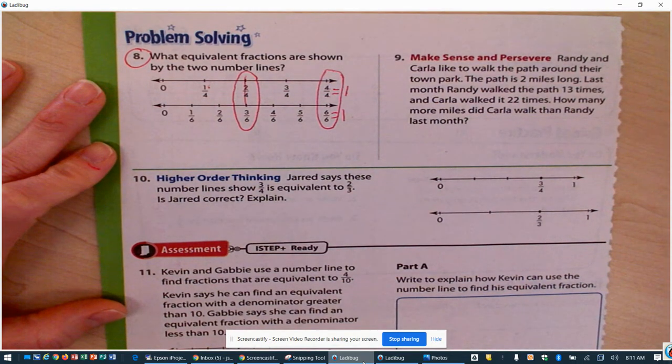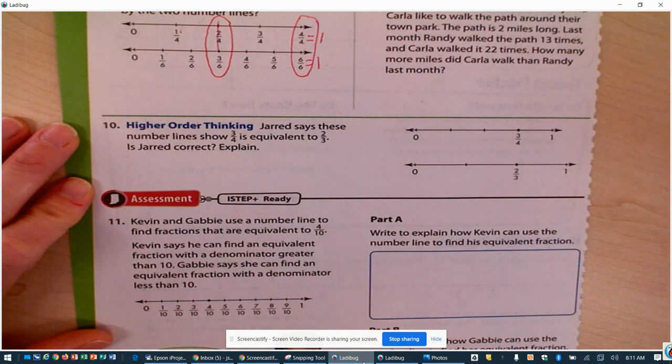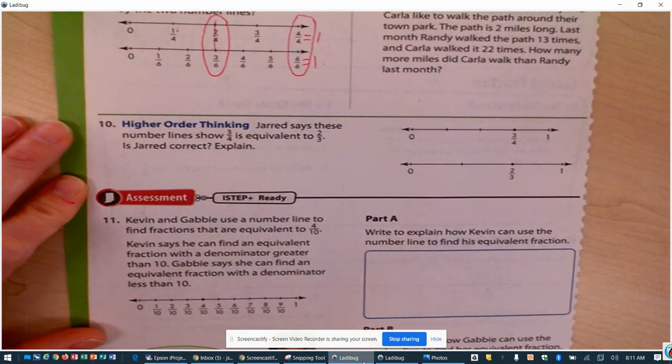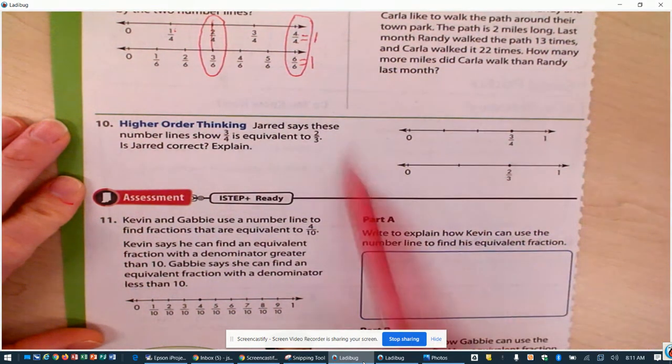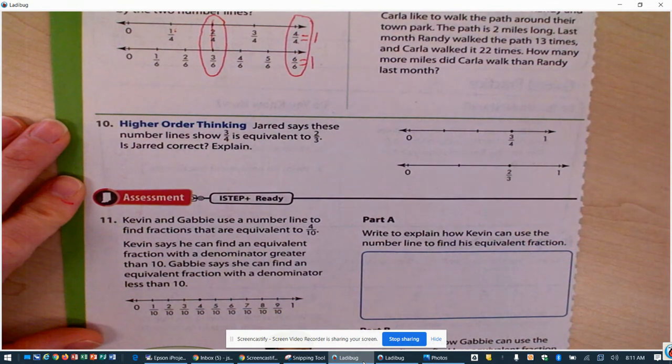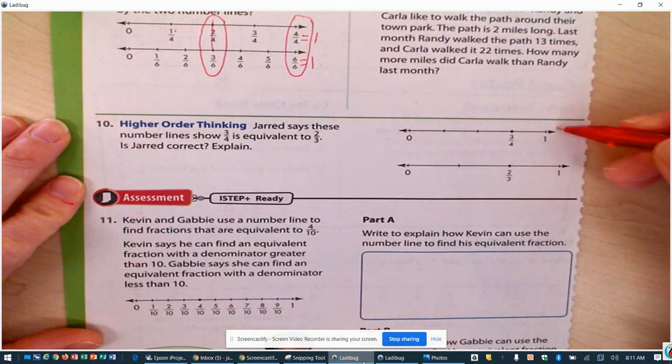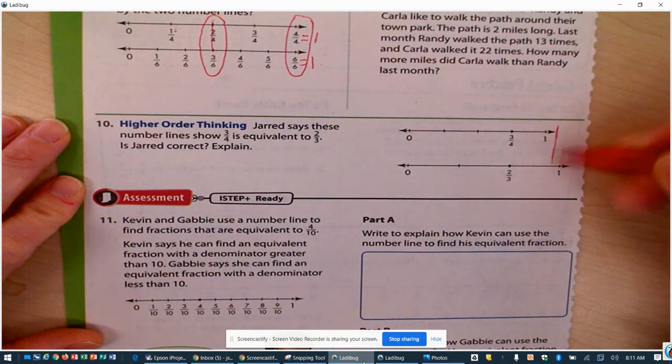Let's move on. Okay, let's look at number 10. Jared says these number lines show 3/4 is equivalent to 2/3. Is Jared correct? Explain. So the first thing I want to look at is, do these number lines match up? Are they the same size? Hopefully you said no. You can tell because this number line ends here, and if I draw a line as straight as I can down, this bottom number line is larger.